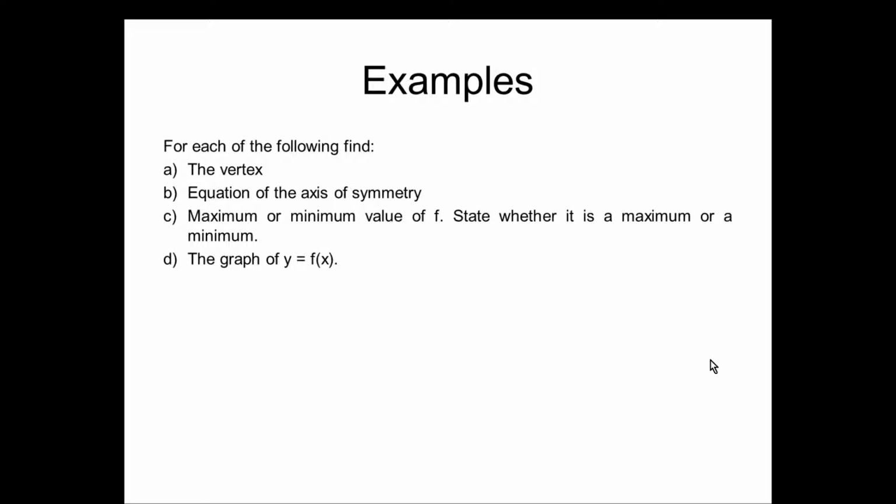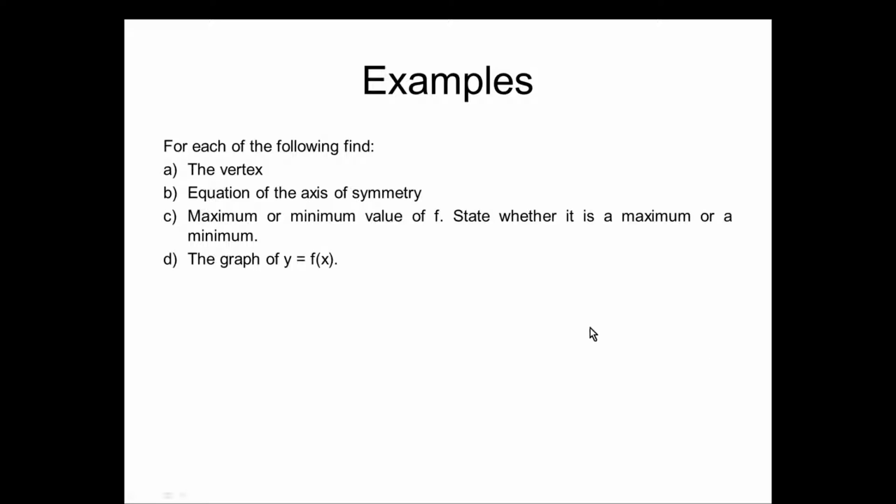Let's graph some. So some examples. For each of the following, we're going to find the vertex. In part B, we'll find the equation of the axis of symmetry. And in part C, we're going to find the maximum or minimum value of f and state whether there's a maximum or minimum. You know, don't just say 3. Say maximum value of 3 or minimum value of 3.